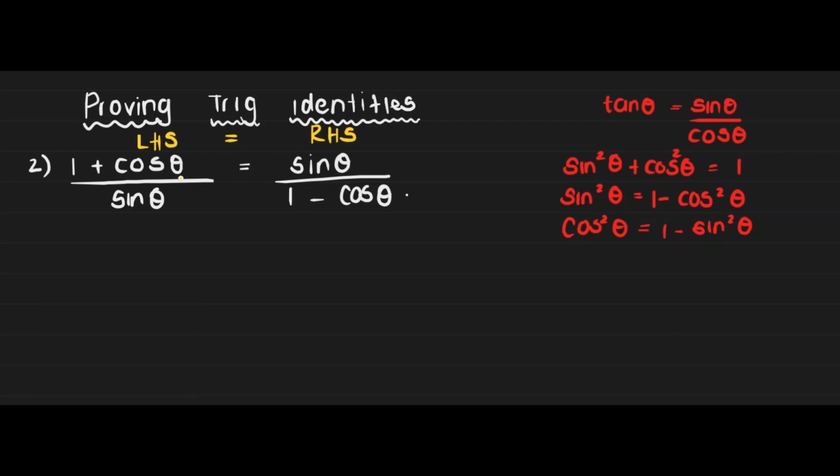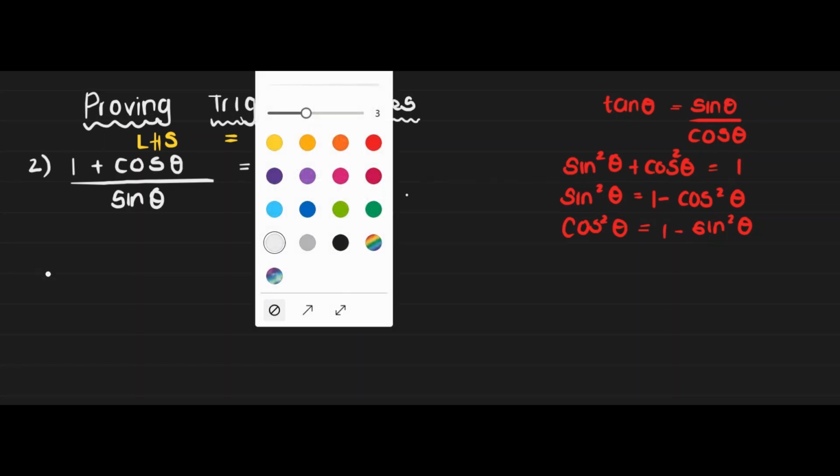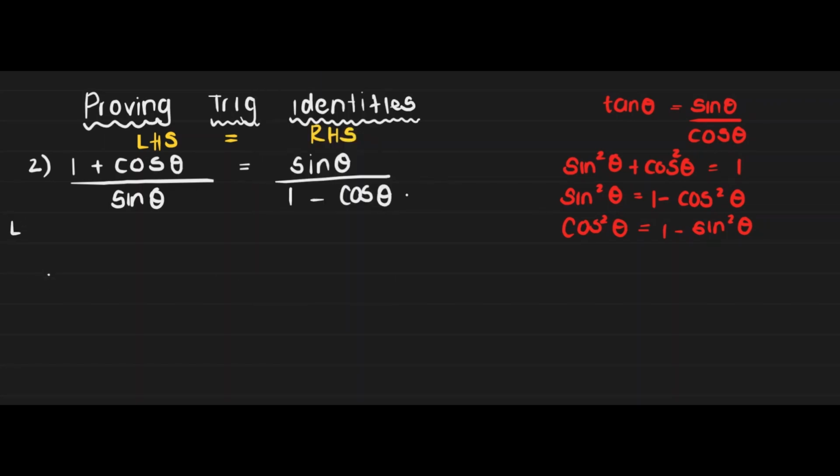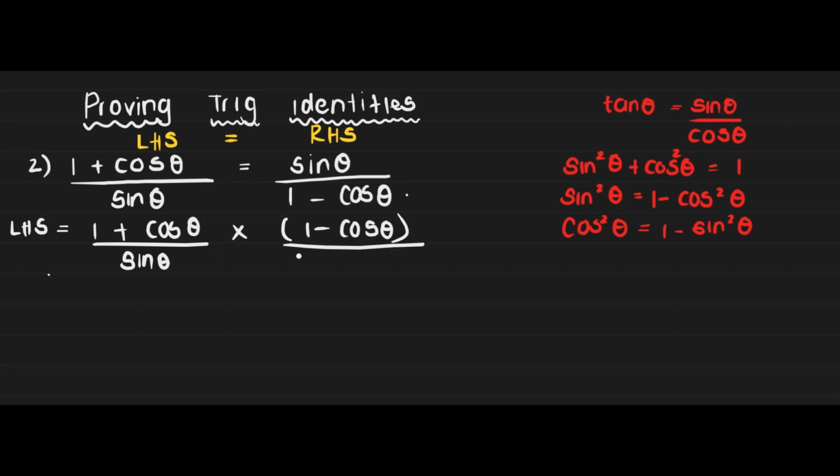So we're going to take the left hand side. So when we take the left hand side, you're going to say left hand side is equal to what? To (1 plus cos theta) divided by sine theta. Then you're going to multiply this by the reciprocal of the numerator, which is multiplied by (1 minus cos theta) divided by (1 minus cos theta). We see the fact that already we have achieved the 1 minus cos theta for the right hand side.